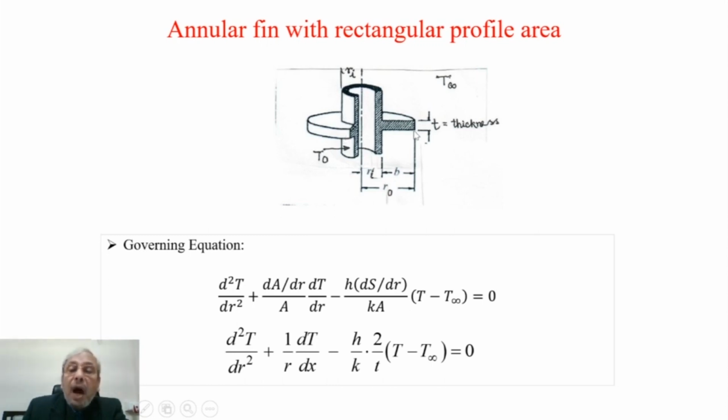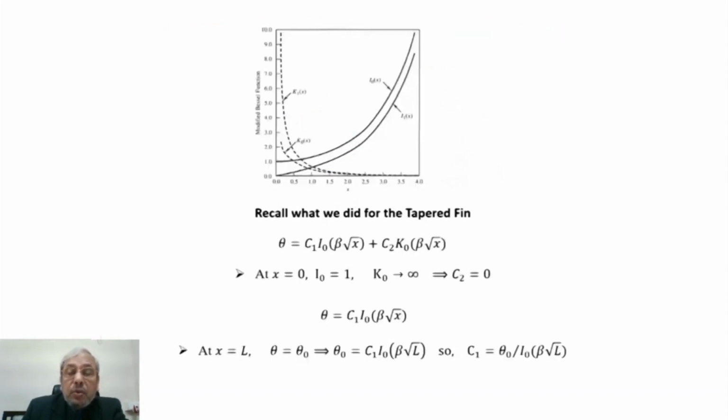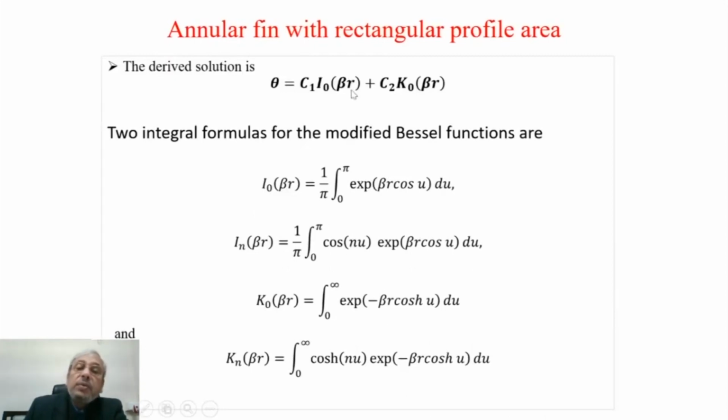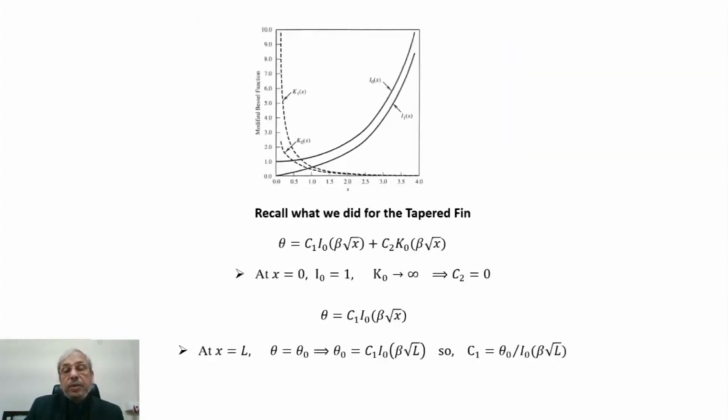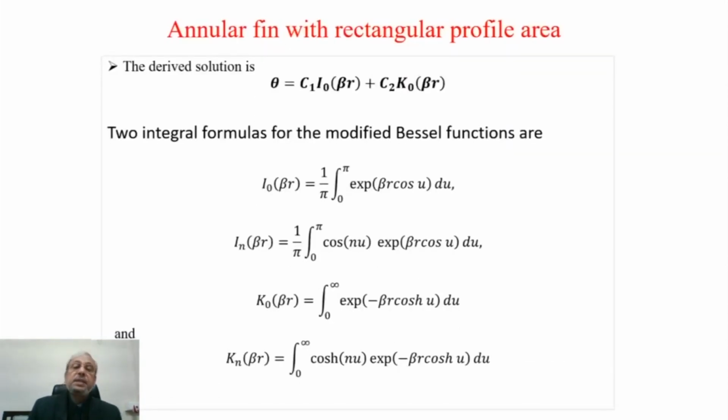And at r equal to r0, we know it is a convective boundary condition, minus k d theta/dr equal to h into theta. So because of these two, we are not able to go up to r equal to 0 and apply just the same way we solved for the tapered fin case. Now, what is the way out?